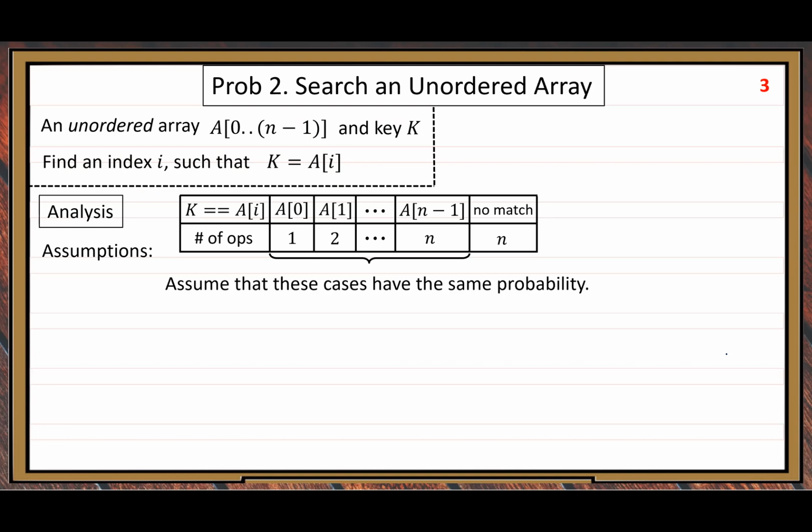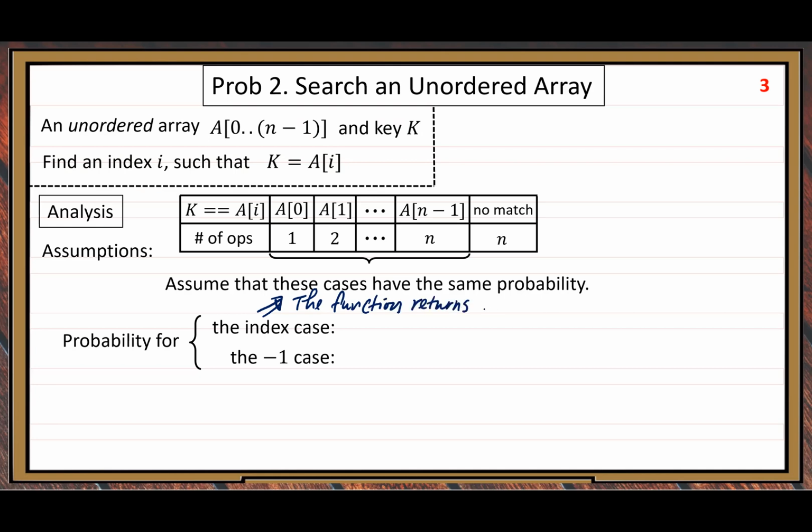But regarding the last case, the no match case, we need another assumption. The index case: what's the index case? The function returns a valid index value. That means 0 through n minus 1. And the minus 1 case is not a valid index, right? So that's the no match case.